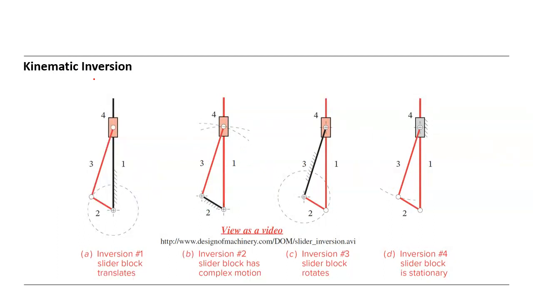So another kinematic mechanism we have here, you already learned, is the crank slider mechanism. Based on the grounded link, we can create different mechanisms. Here the one is grounded, here the two is grounded, here the three is grounded, here we have the four grounded. So depending on which link is grounded, we have different mechanisms. Here the slider block translates, or the slider block has complex motion, or the slider block rotates, or here the slider block is stationary, and so on.